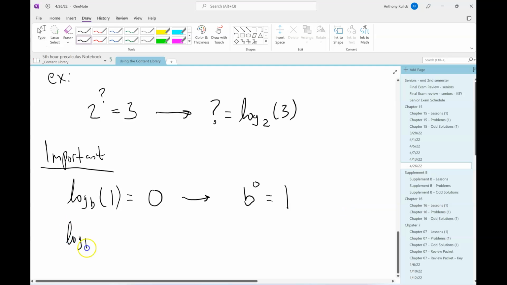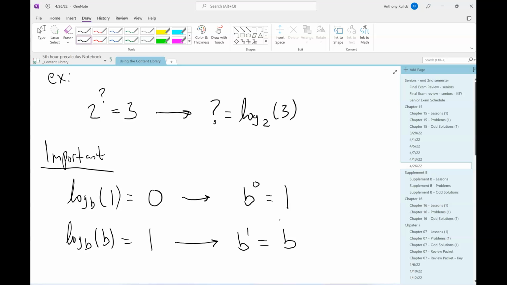The next one was that log base b of b is equal to 1. This is basically just saying that b to the first is equal to b. Of course, right? So log base 10 of 10 is 1. Log base 7 of 7 is 1. Log base whatever of whatever is just 1.